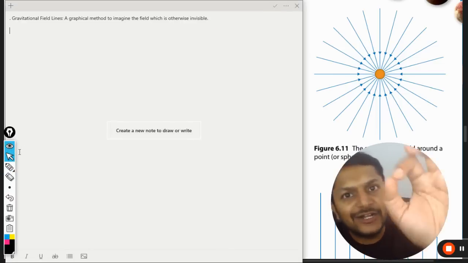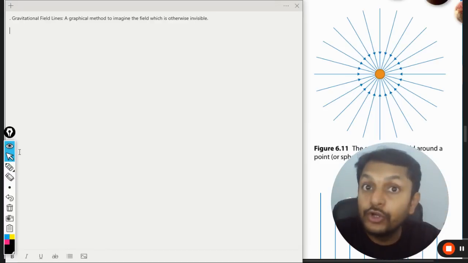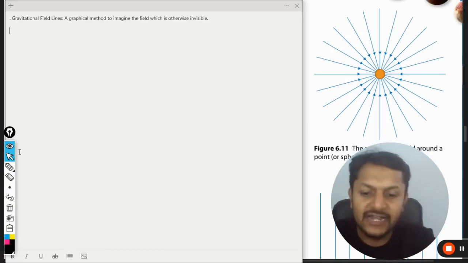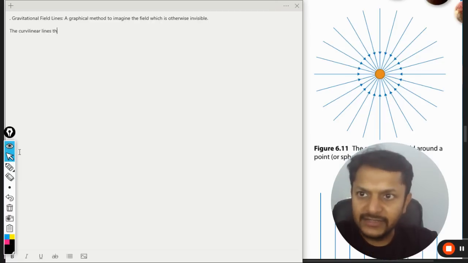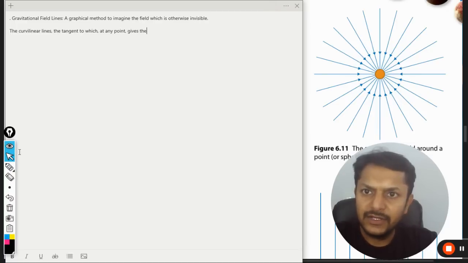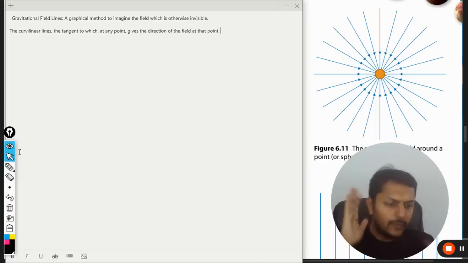Okay. Now, the actual definition which is given in the books and which you can reproduce in your examination if asked. What is that? The curvilinear lines, the tangent to which at any point gives the direction of the field at that point. What do you mean by that?